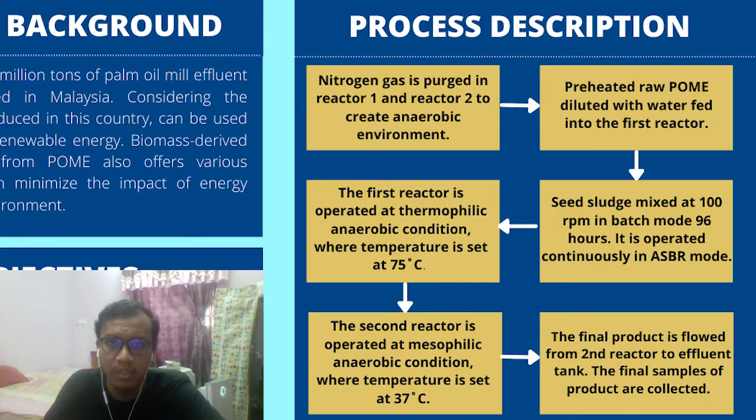The process of biohydrogen production from POME starts with purging nitrogen gas into reactor one and reactor two to create an anaerobic environment that is suitable for the fermentation reaction.